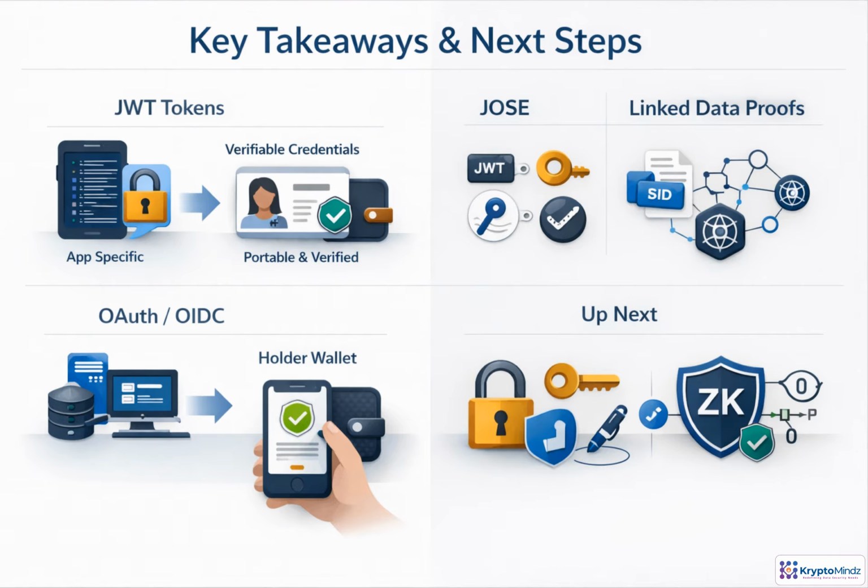The key shift is from app-specific tokens to portable credentials controlled by the holder. JWTs, JWS, OAuth, and OIDC still matter, but they now map into new trust patterns. Next, we'll build the crypto foundation: public keys, signatures, and the proofs that enable privacy-preserving verification.